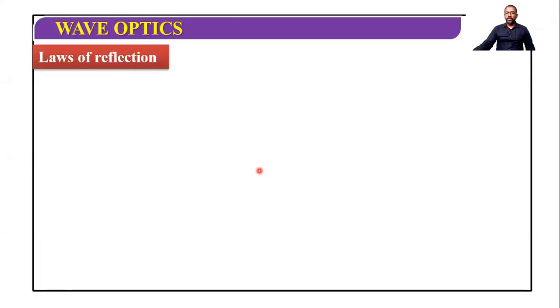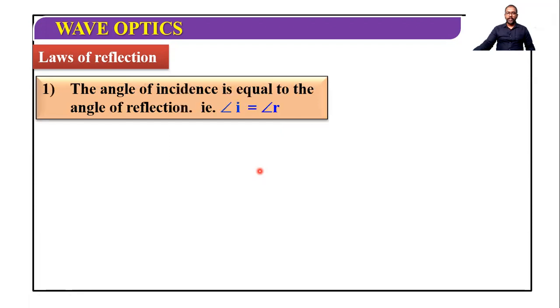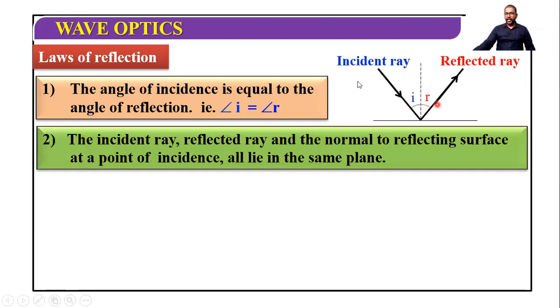So first, we covered laws of reflection. The first law is the angle of incidence is equal to the angle of reflection. Means it is a relationship between angle of incidence I and angle of reflection R, and they both are equal. You can see in a diagram also. This is incident ray, this is reflected ray, this is normal. This is angle of incidence, this is angle of reflection.